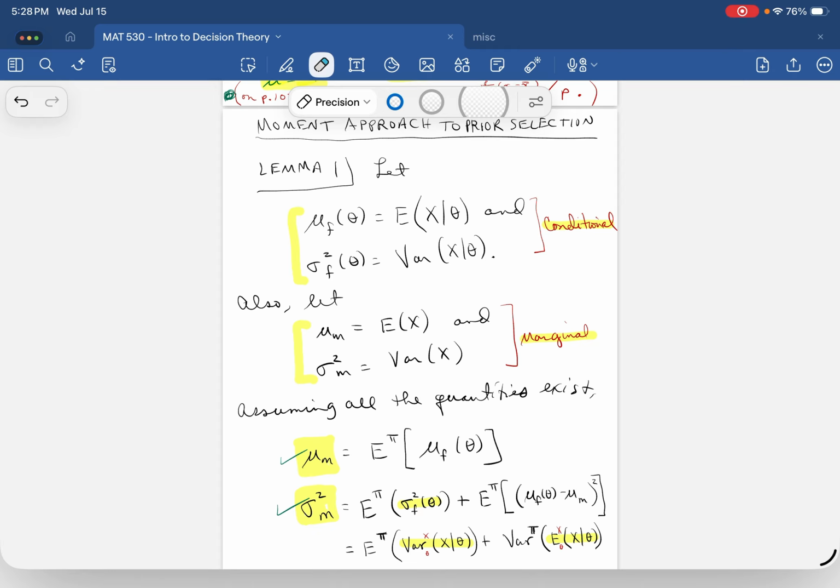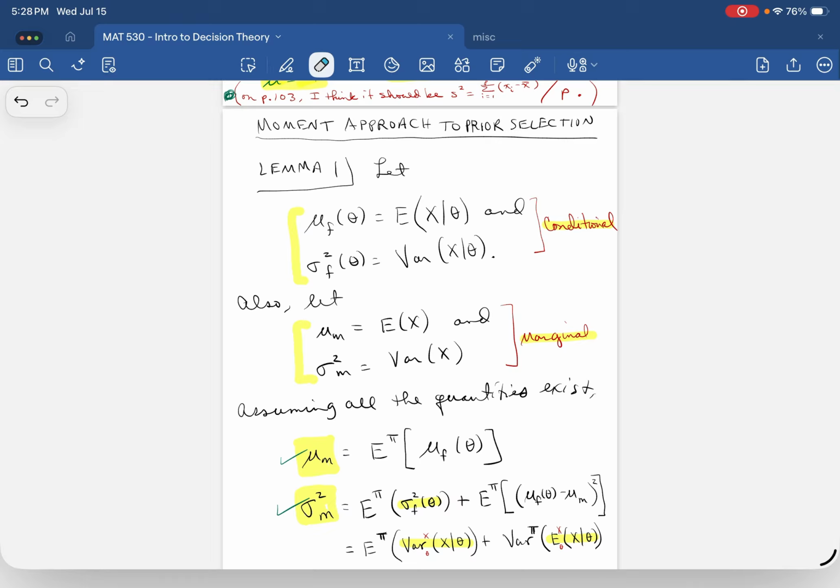Okay, so in order for us to do this moment approach to prior selection, we're going to have to use this lemma that's provided by the textbook. First, we have here some notation for the conditional moment of x given theta, the conditional mean of x given theta, and then also the conditional variance of x given theta.